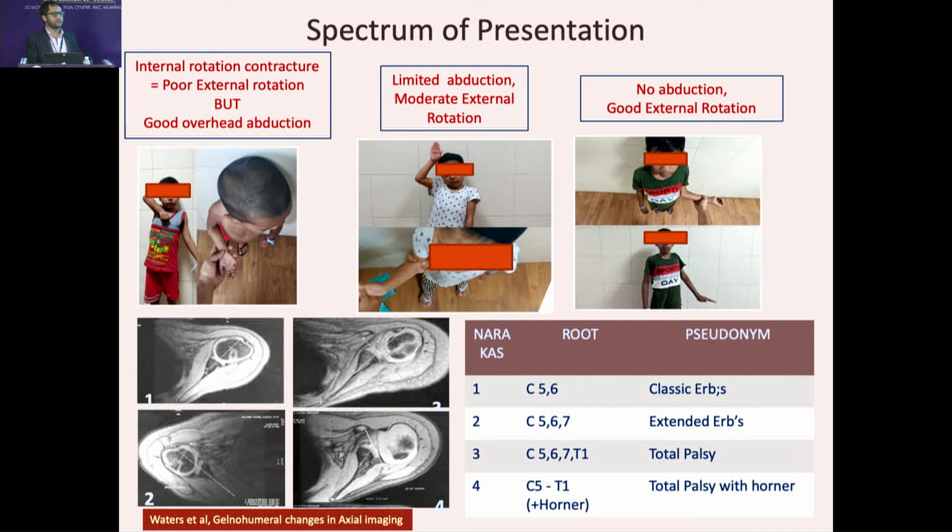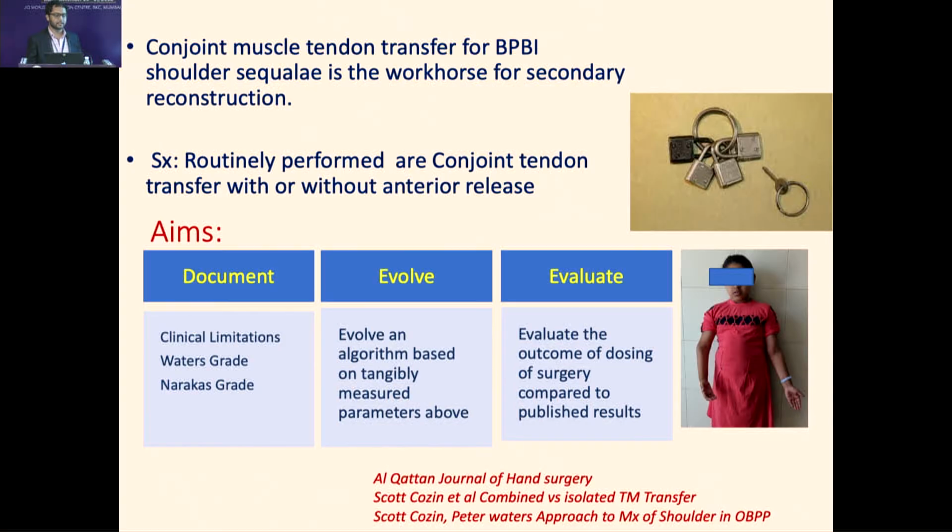The Narakas grade, which is the nerve root affection, also varies, from just a classic Erb's palsy to a complete nerve palsy. Conjoint tendon transfer with or without anterior release has been said to be the workhorse for reconstruction of these shoulder sequelae. But one key to fit all locks, for these varied clinical presentations, radiological presentations, and nerve root affections, would not suffice. So with these things in mind, we aim to document the varied presentations of children with obstetric brachial plexus palsy coming to us. We try to evaluate an algorithm based on tangibly measured parameters, and we try to evaluate the outcome of these algorithms in our hands.